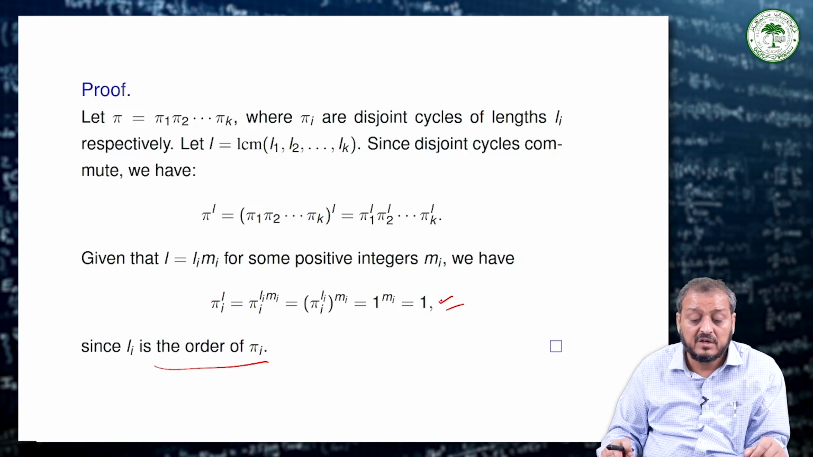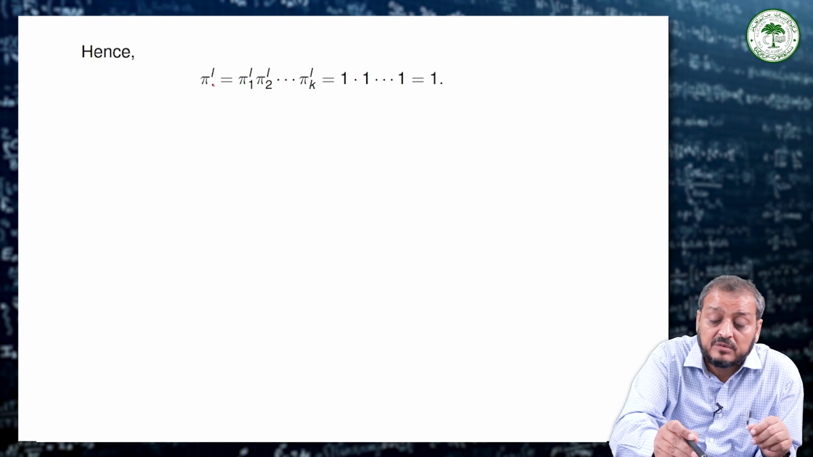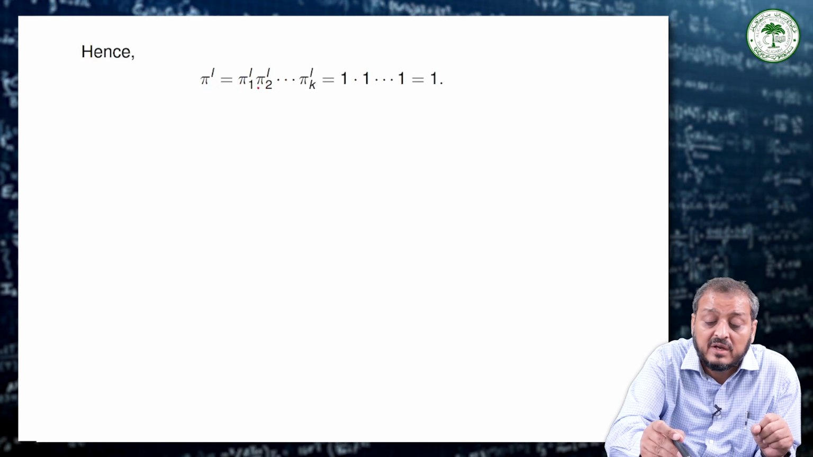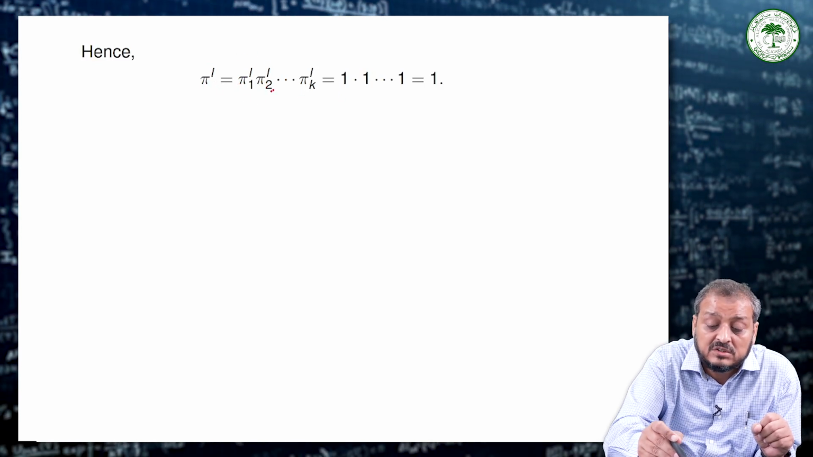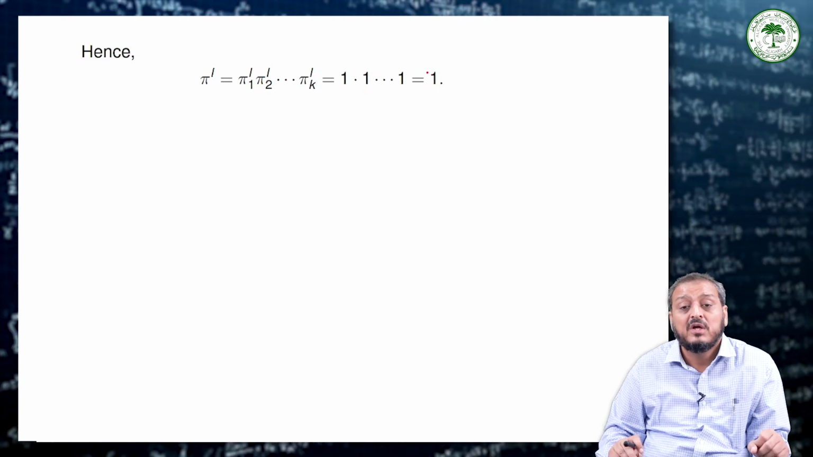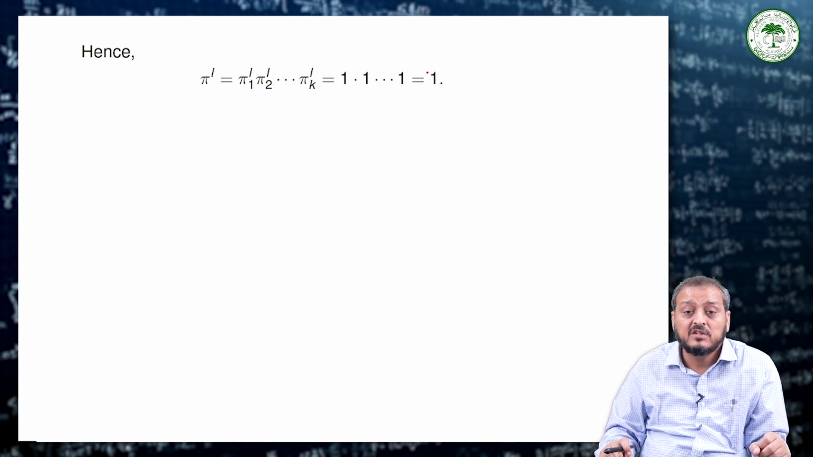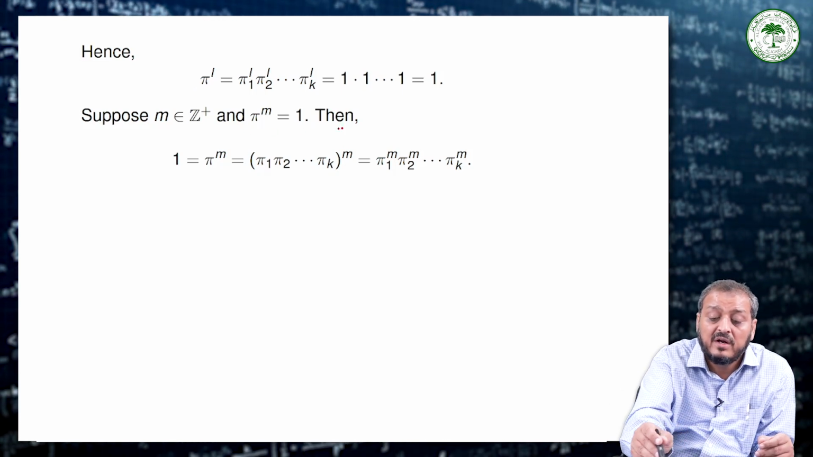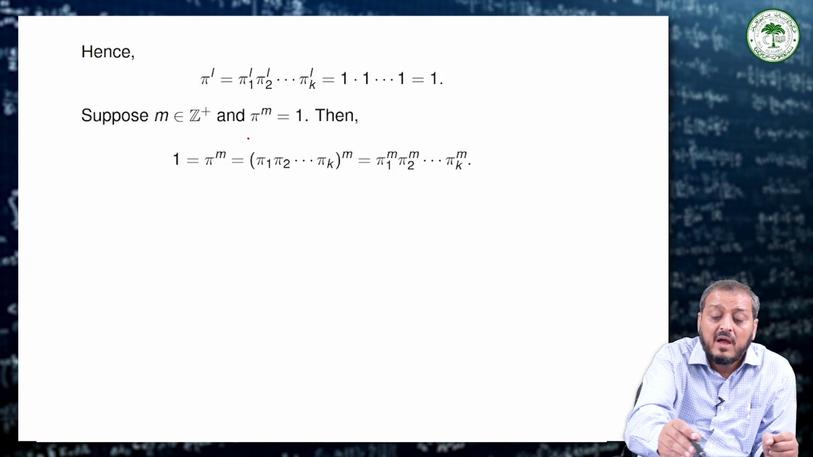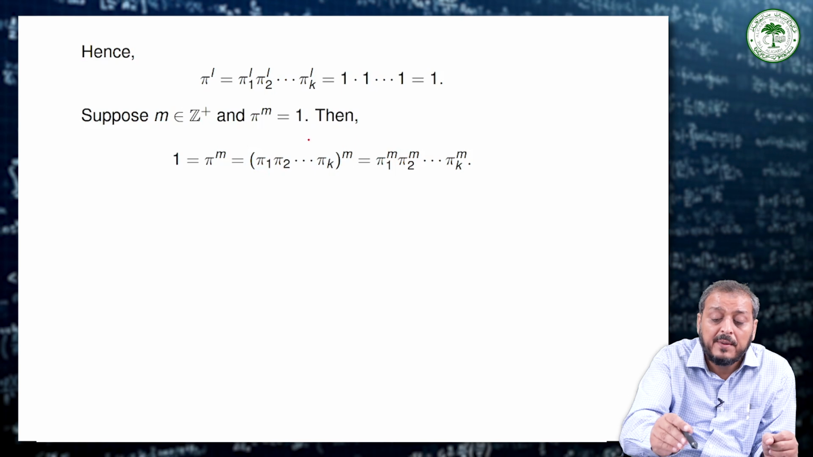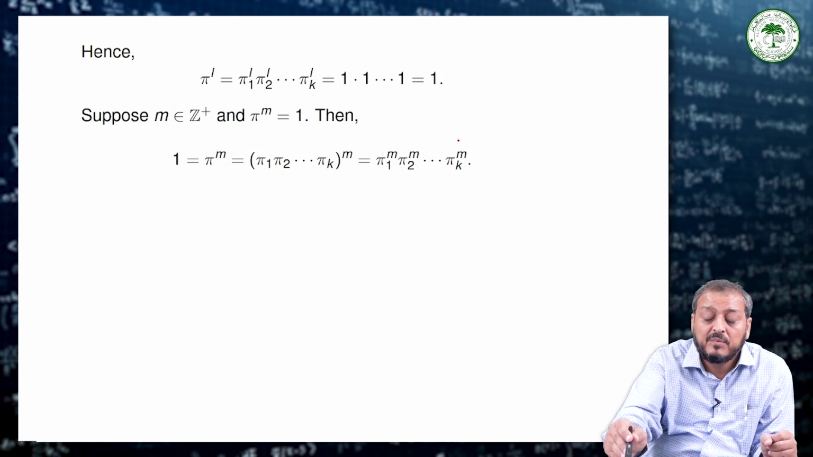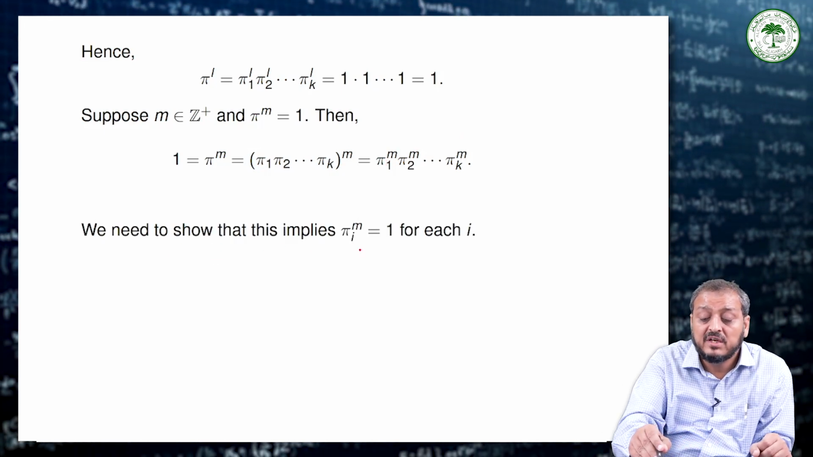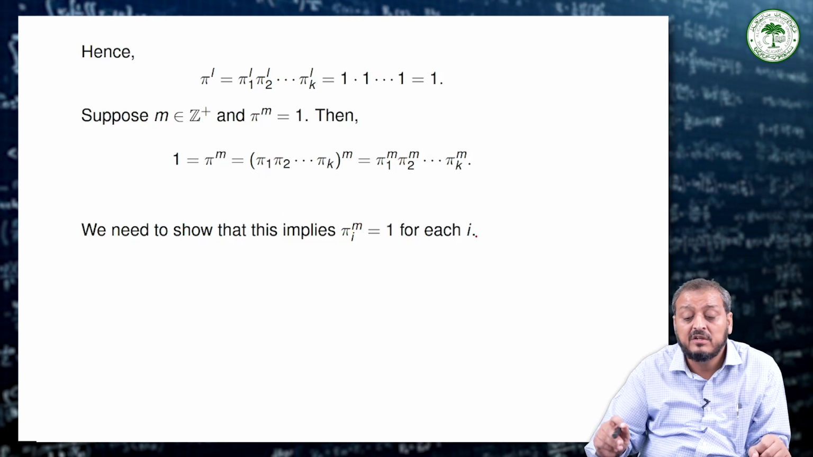Similarly, π to the power L is π1 to the power L, π2 to the power L, and so on, and each of these is equal to 1, so the whole product equals the identity. Now suppose m is a positive integer with π to the power m equal to the identity. So 1 is equal to π to the power m, which is π1 to the power m, π2 to the power m, up to πk to the power m. We need to show that this implies πi to the power m is equal to 1 for each i.